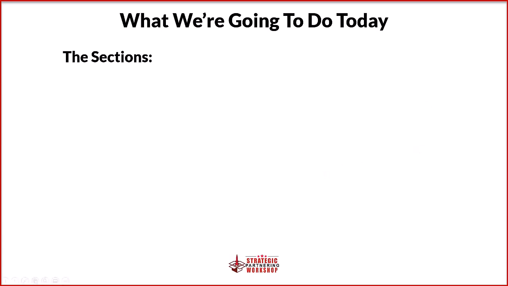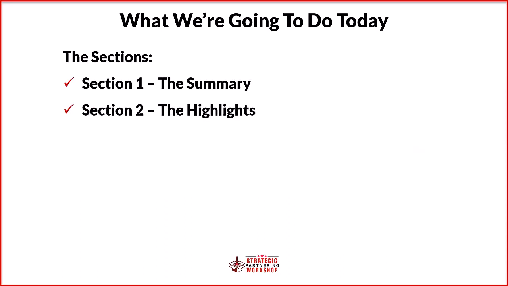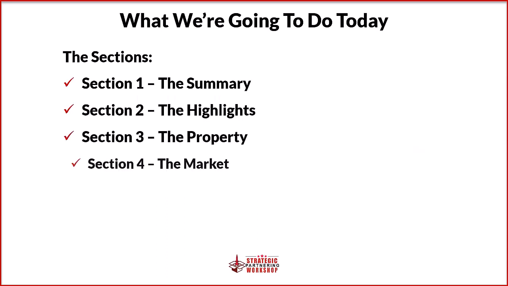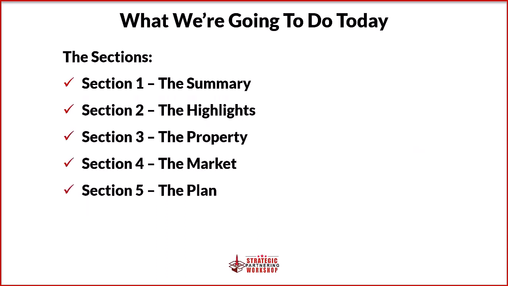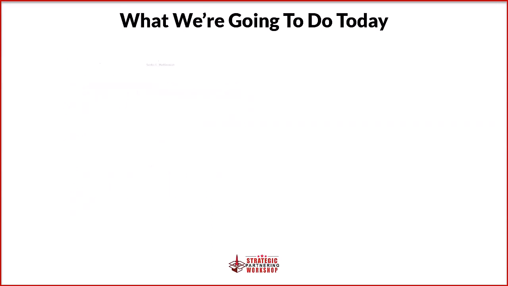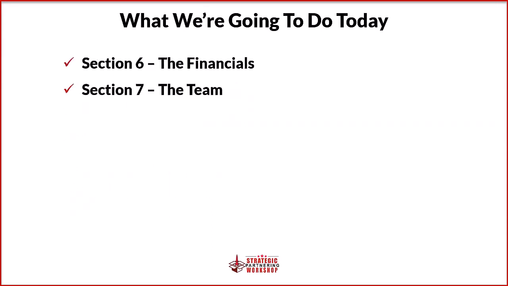Well, got to get the technology working here. There we go. So in section 1, we created the summary. In section 2, we created highlights. Section 3 is the property. Section 4 is the market. Section 5 is the plan. Section 6 is the financials. 7 is the team. And that will complete the offering summary. So once you get your team and your final thank you page, then you will have built your offering summary. And we're going to go through each one of those.